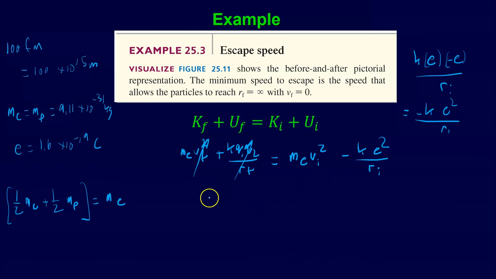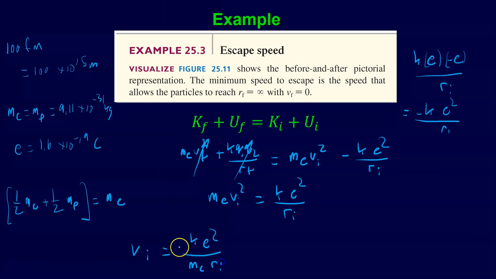So I bring this over, and I'll have m_e v_i squared equals K e squared over r initial. And so I get a velocity initial of the square root of K e squared over the mass of the electron times r_i. When I plug in my pieces, I get a speed of 5 times 10 to the 7 meters per second.